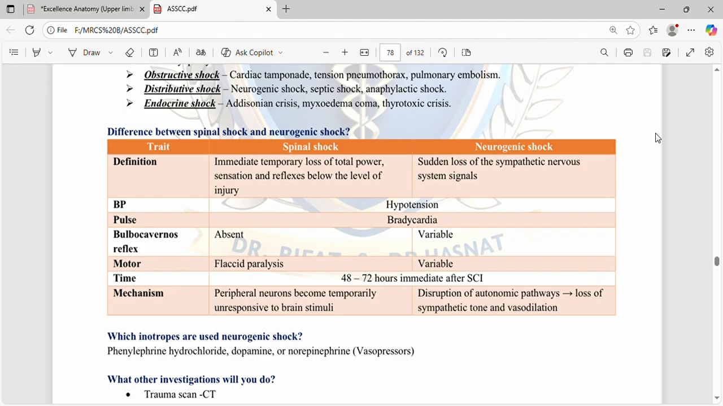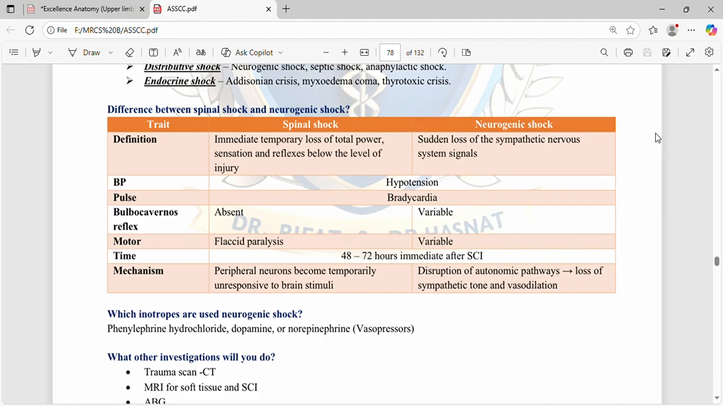The time is 48 to 72 hours immediately after the SCI, spinal cord injury. The mechanism in spinal shock is that peripheral neurons become temporarily unresponsive to brain stimuli, and in neurogenic shock, it is disruption of autonomic pathways, loss of sympathetic tone, and vasodilation. So in both, the main cause is the spinal cord injury, but the presentation is different.